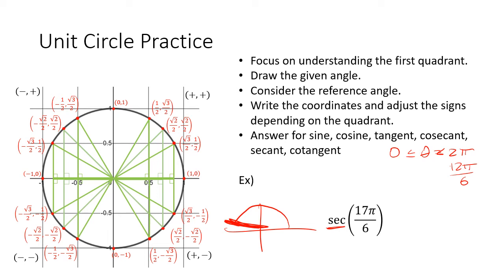So this is going to be 1 over, and then remember the x value at this point is going to be negative root 3 over 2. So if we flip that, we get negative 2 over root 3, and if we rationalize that, we'll have negative 2 root 3 over 3. So that would be the answer to that one.